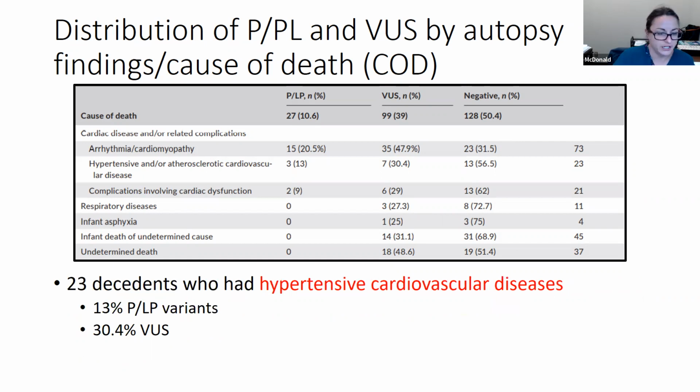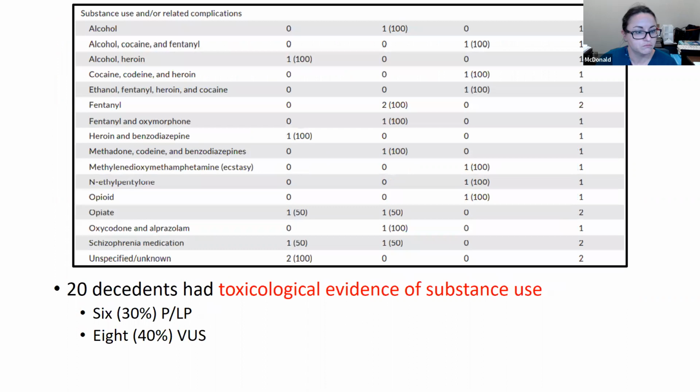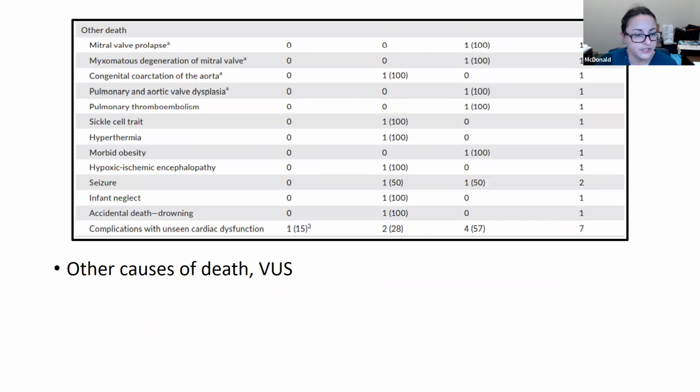Also very interesting, they found that 23 decedents who had hypertensive cardiovascular disease had variants, with 13% with pathologic variants and 30.4% with VUS. Another interesting point was that 20 decedents had the toxicological evidence of substance use, of which 6 had pathogenic variants and 8 had variants of uncertain significance. Those other causes of deaths were not really associated with pathogenic variants, but they did have associations with the VUS.